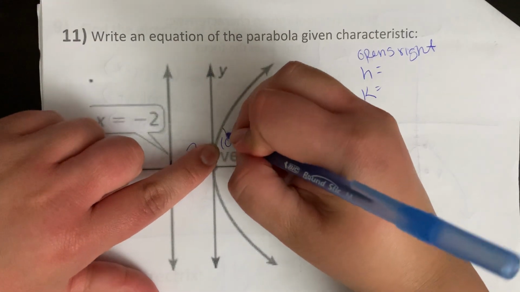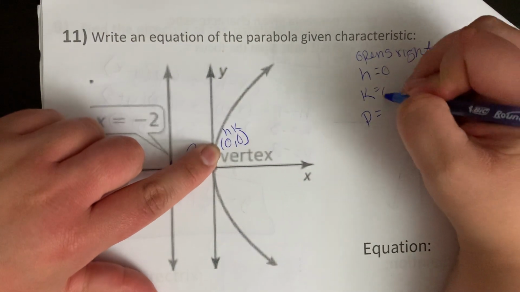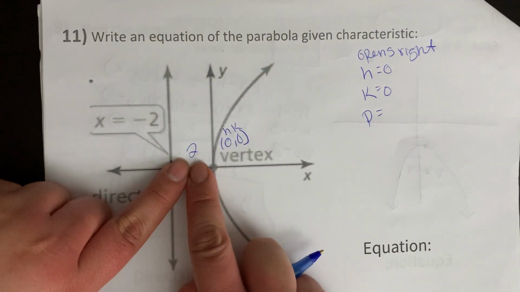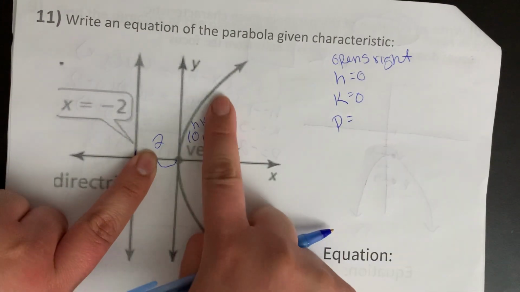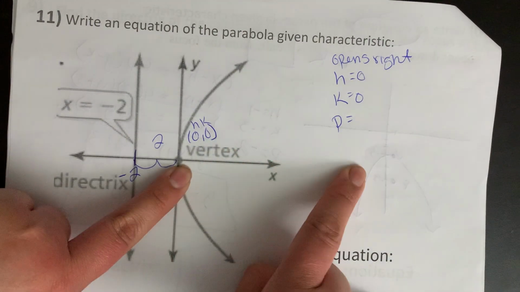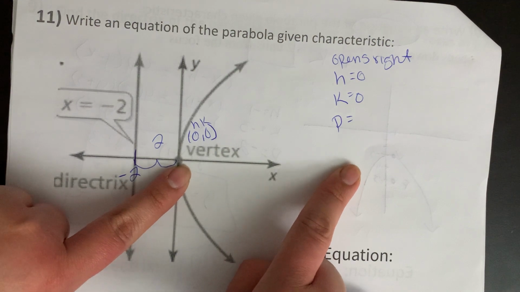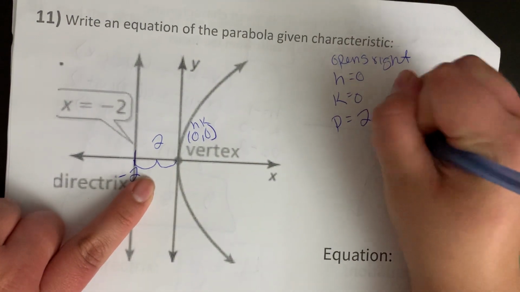So remember, your vertex is HK, right? So 0, 0. Now, your P, you need to know if this is a positive P or a negative P. It's opening to the right, which means it's going to go towards your positive numbers, right? So this is a +2.